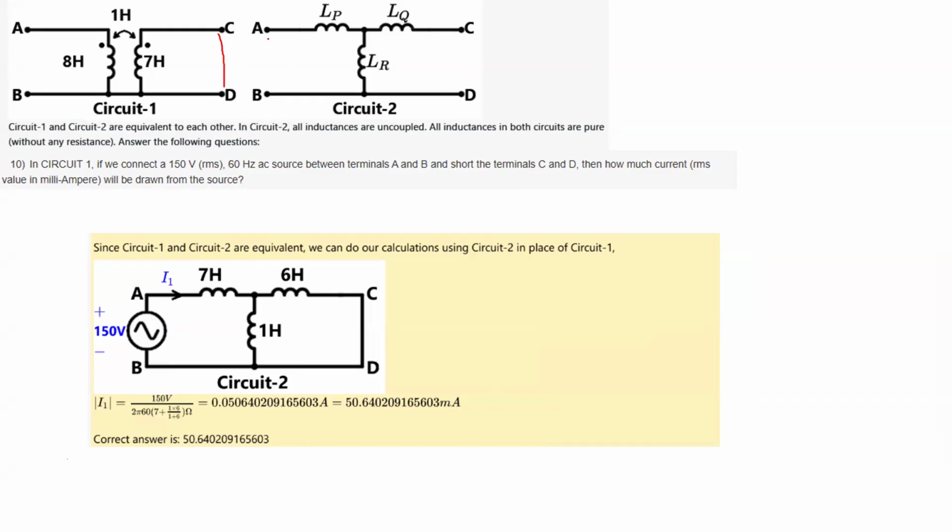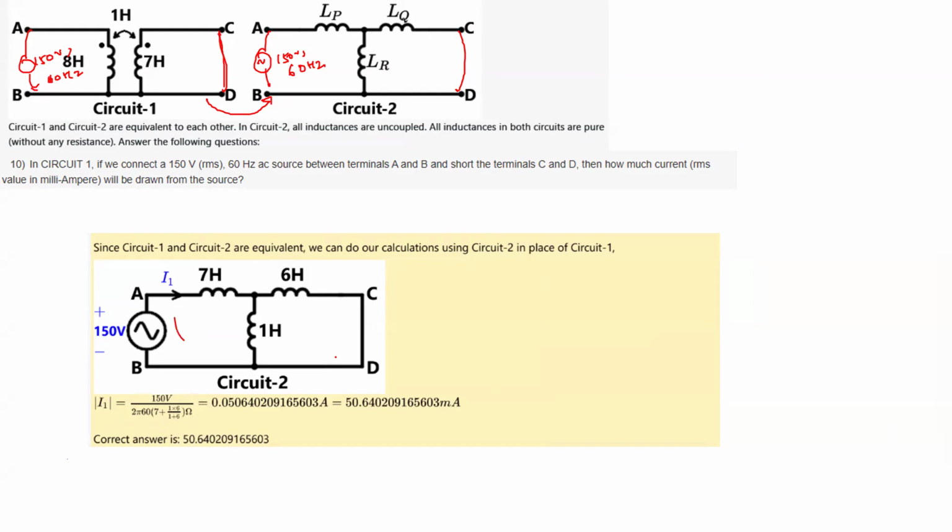So you can see that you are applying the 150 volt 60 hertz voltage source by keeping this shorted. This is equivalent to applying this 150. Here you are applying in this circuit 150 volt 60 hertz, but this is equivalent to applying it in circuit 2 because they are both identical circuits, right? They represent the same system. That is why they have connected in this circuit.